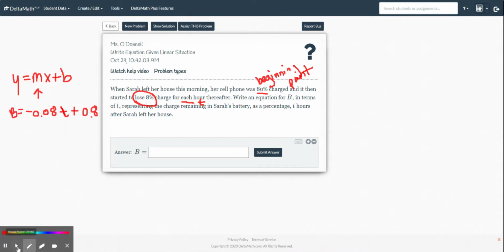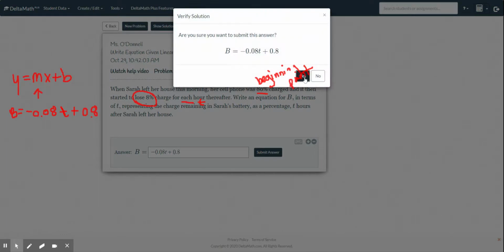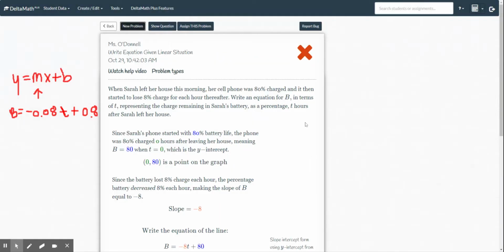Let's go ahead and type that into Delta Math and just double check that we did that correctly. So negative 0.08t plus 0.8. Submit and see what Delta says. Do they like it? Yes, I want to go for it. And let's see what I did wrong.